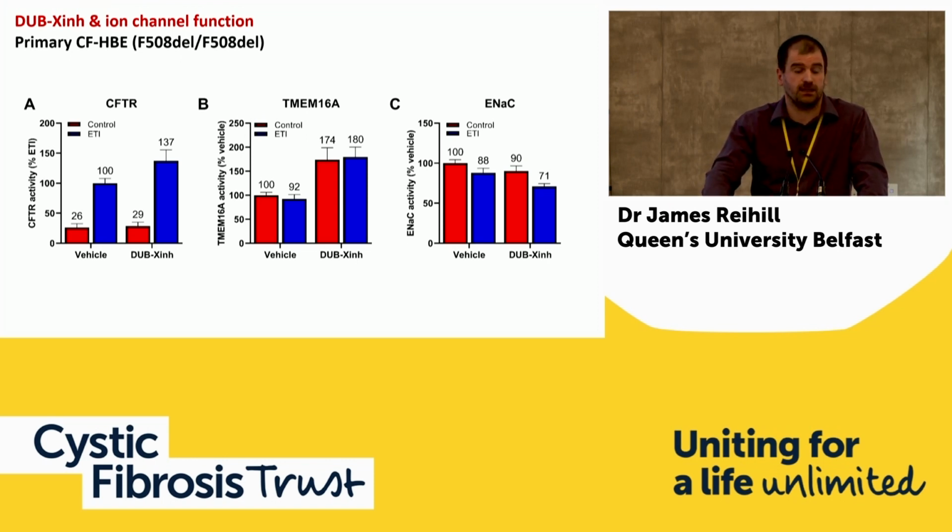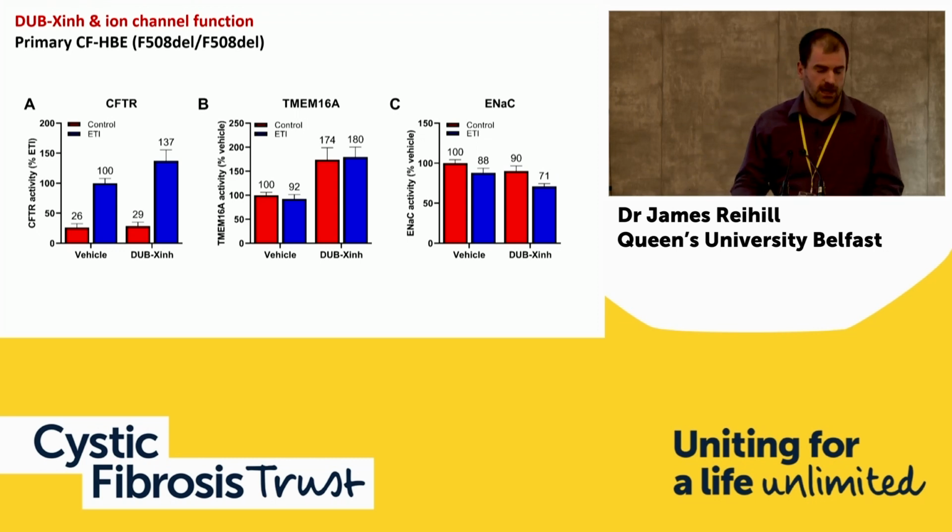When you look at panel B, TMEM16A, ETI doesn't really affect TMEM. But when we have our DUB inhibitor in there, we increase it by around 1.75-fold. And when we look at ENaC, we find that ETI or the DUB inhibitor by themselves reduce ENaC activity by around 10%. When you have them combined, you get about a 30% reduction. So we're seeing these effects with our DUB inhibition in terms of multiple ion channels.